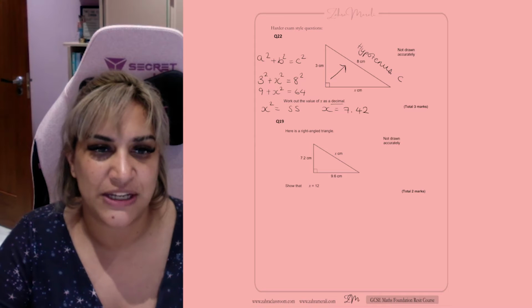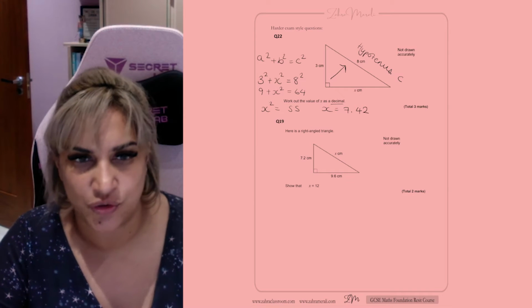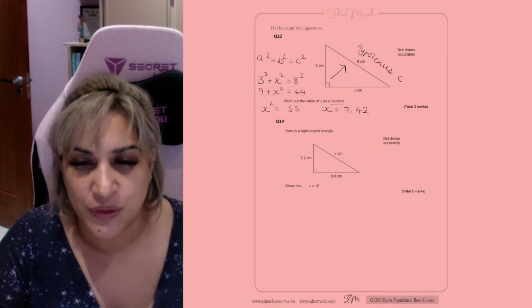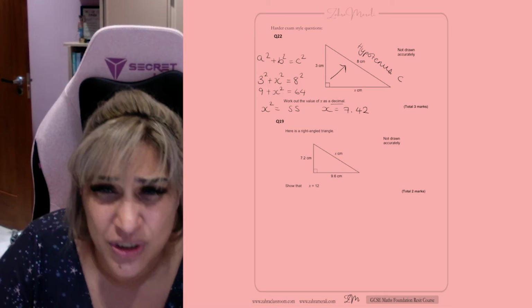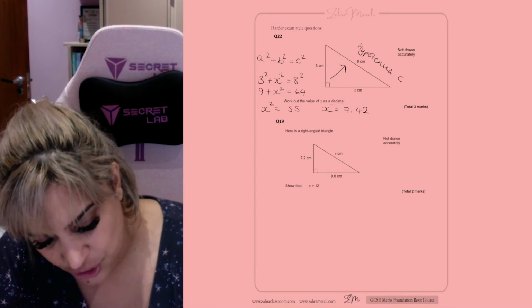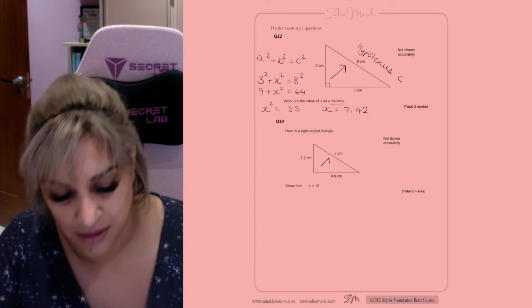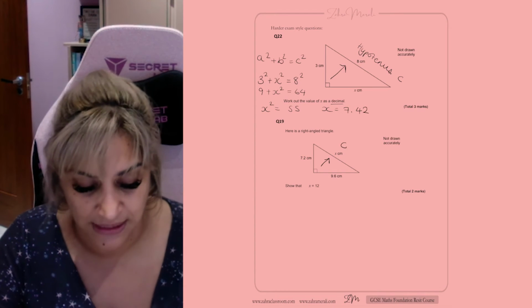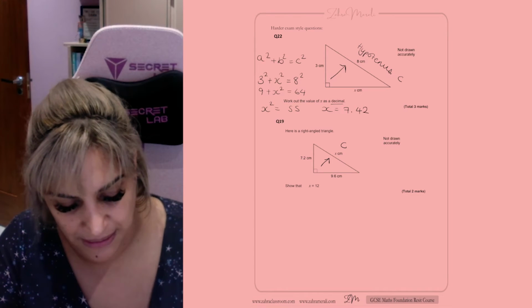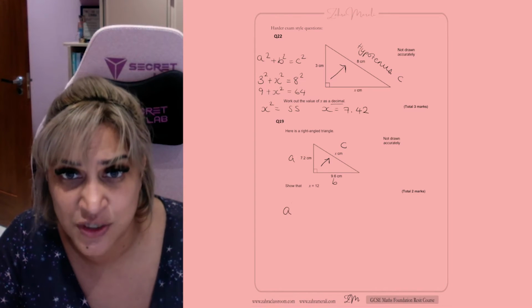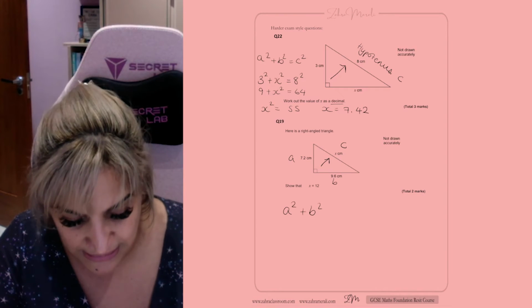Right, the next question. We've got another right angle triangle and it's a show that. Even more important to write your working. So, opposite is your hypotenuse, that's your c. Now these could be your a and b. And to show that, we're going to write a squared plus b squared equals c squared.